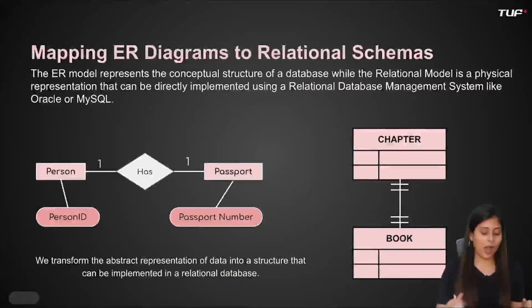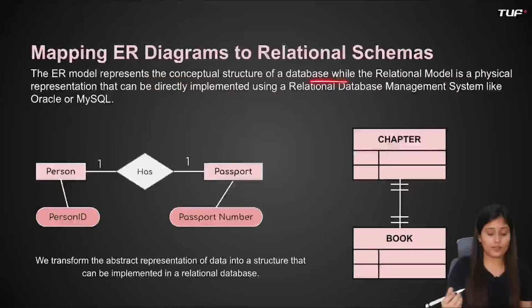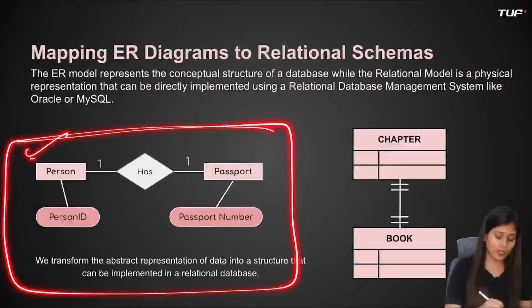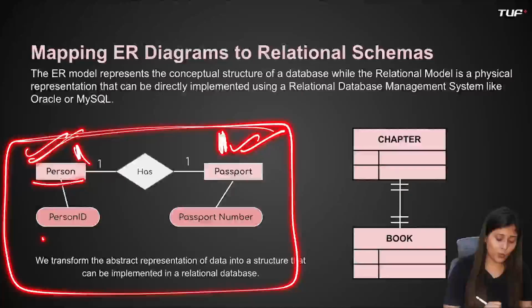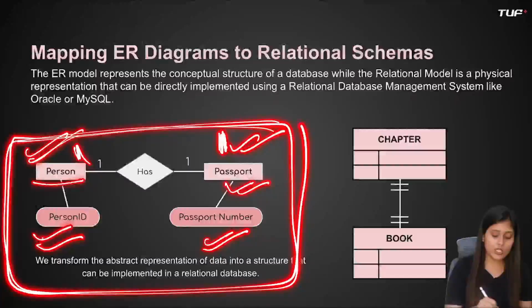Now let's see how we map the ER diagram to the relational schema. The ER model is nothing but the conceptual or logical structure of a database, right? While the relational model is the physical representation. So this is the ER diagram which we have shown here: a person table and a passport table. For every person there can be one passport, right? The person table has one attribute called person ID, and the passport has one attribute called passport number. So this is nothing but the ER model, the logical representation.